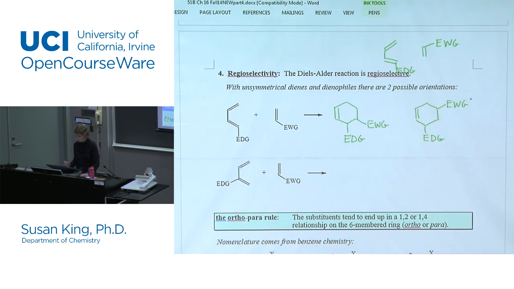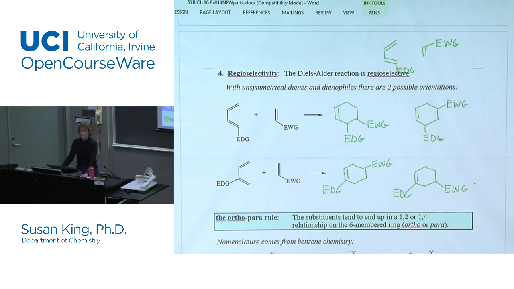Let me show you another example where the electron donating group is on one of the middle carbons. We can orient that two ways: EDG here and EWG here. Or, once again, we can flip the dienophile, and then this would be our product. So there are two possible products here, but we only get one of them. How do we know which one we get?